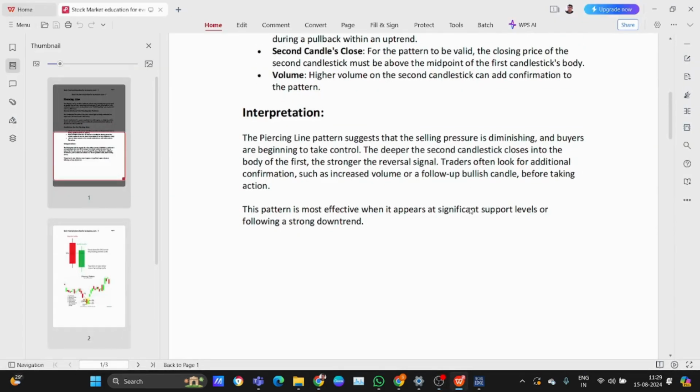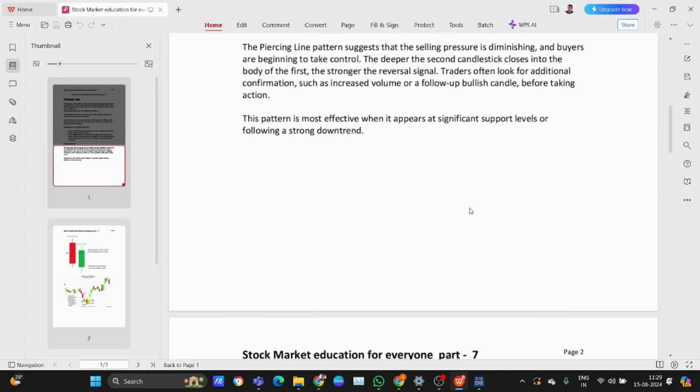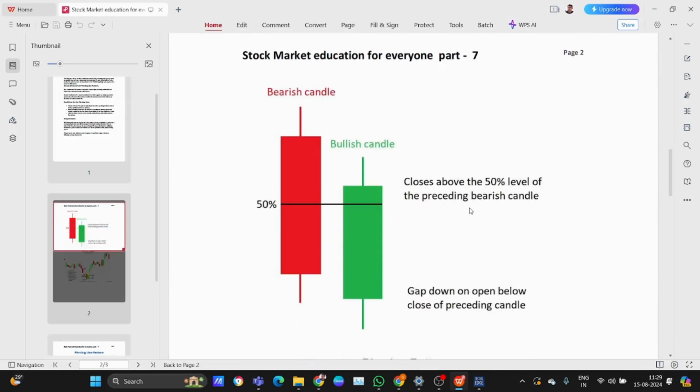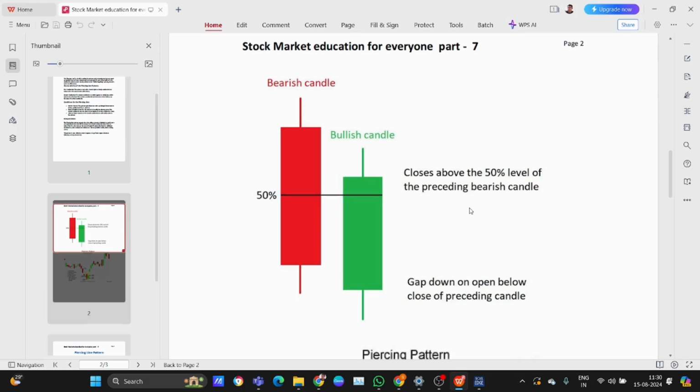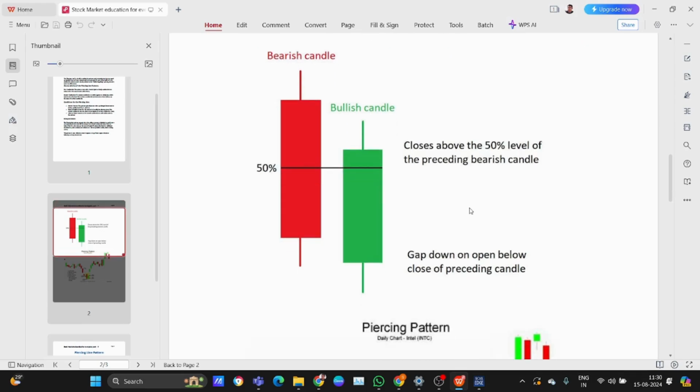Implication: the piercing line pattern suggests the selling pressure is completed. In some of the best examples you can see the price cross above the 50% level of the bullish candle.